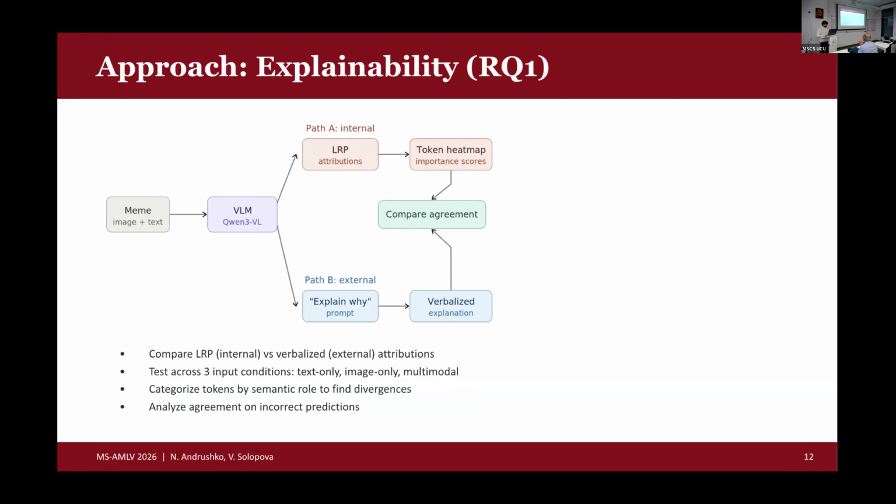Now regarding our approaches. For the explainability, we basically have this idea: let's take a meme, pass it into the VLM, and get the internal attributions of the model, so we will know which tokens were the most important. On the other side, we can ask the LLM what tokens, what words it finds the most important. Then we want to compare the agreement. Here we want to test it across different input modalities: text only, image only, and multimodal.